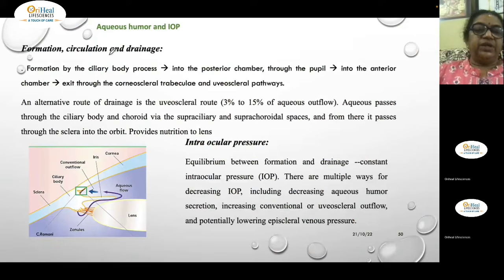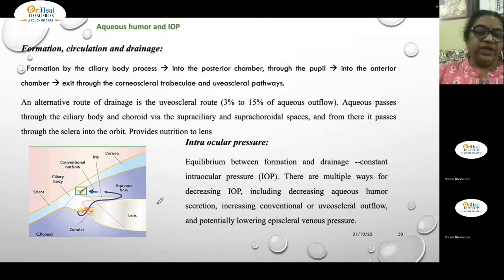So that is one fluid. The other fluid, or humor, which you find inside is the aqueous humor, which is produced by the ciliary body and it gets drained. So the production and the drainage are very important to maintain a normal intraocular pressure. The formation and the drainage should be kept at an equilibrium.